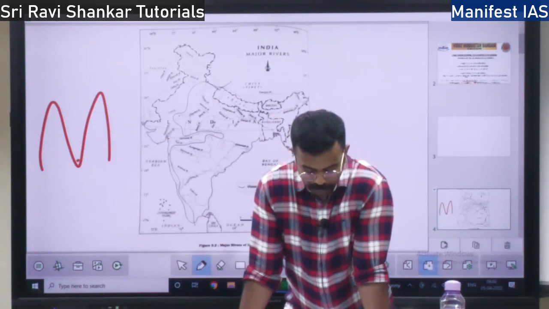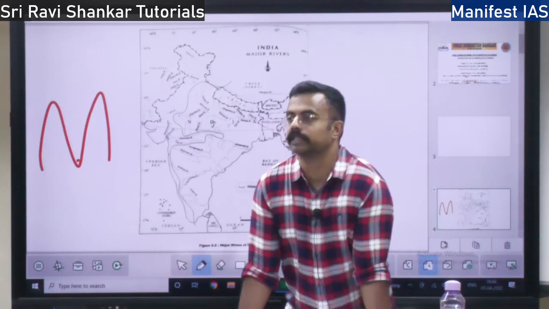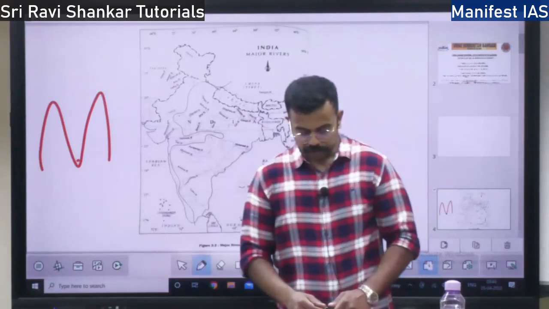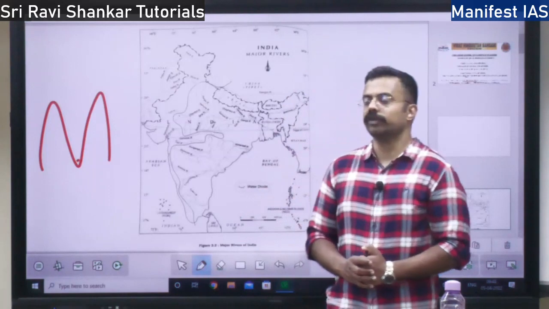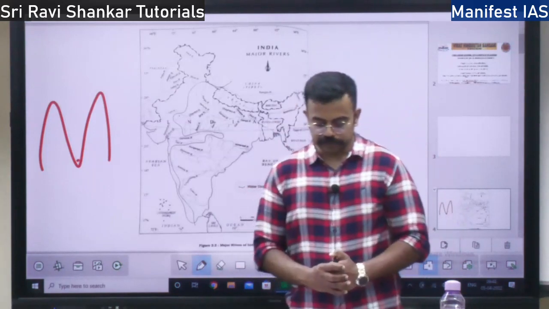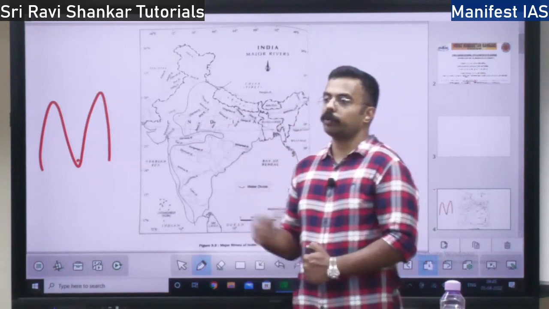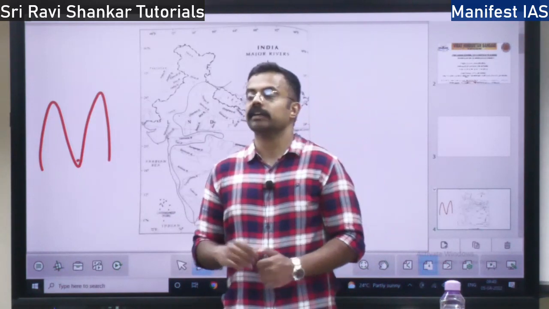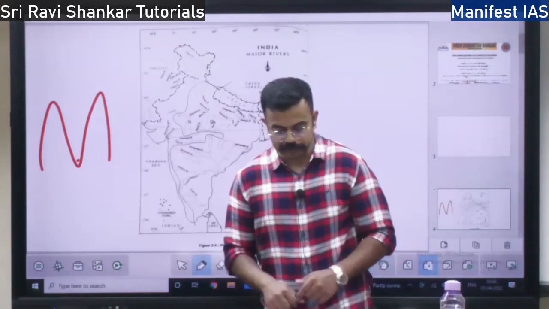Then we will talk about the depositional features of the Himalayan drainage. So deposition, where does it take place? It takes place in the Ganga plains. So what are the depositional features? You will find the meanders. You will find oxbow lakes. I have discussed what is an oxbow lake, and also you will find flood plains, that is where the alluvium soil is accumulated. That is also found in this region.